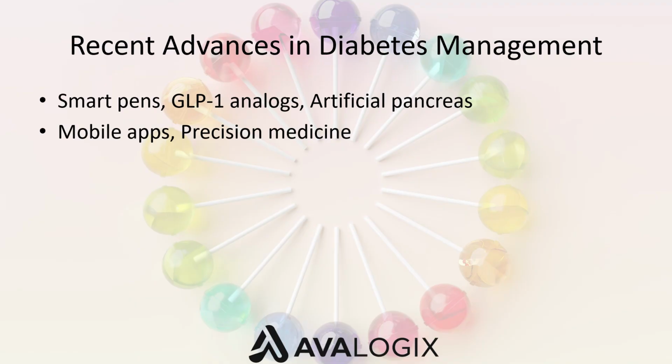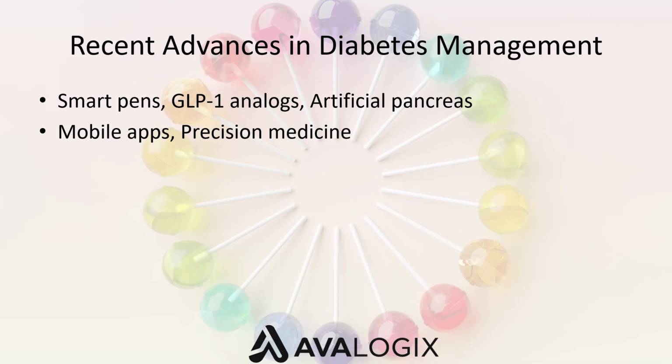Diabetes management has evolved tremendously over recent years, with new treatments and technologies improving patient outcomes. One exciting advance is the development of new classes of medications, like SGLT2 inhibitors and GLP-1 receptor agonists, which not only lower blood sugar but also offer benefits like weight loss and cardiovascular protection.